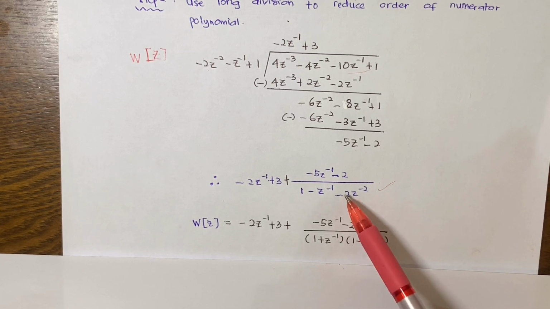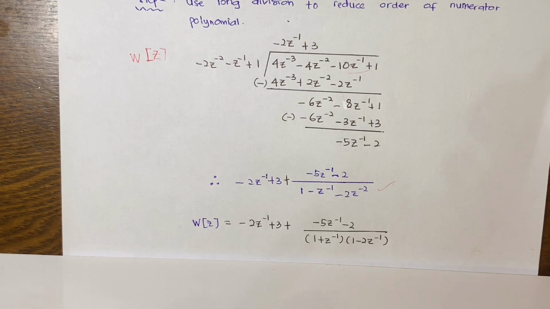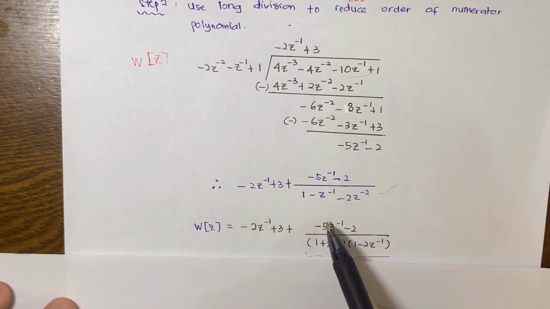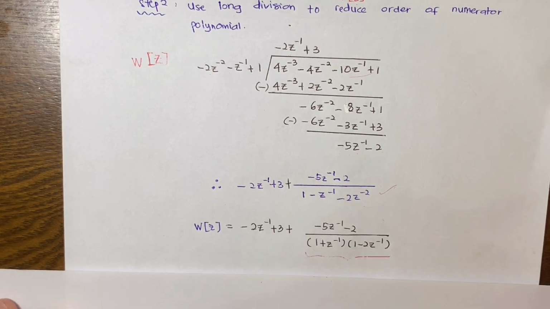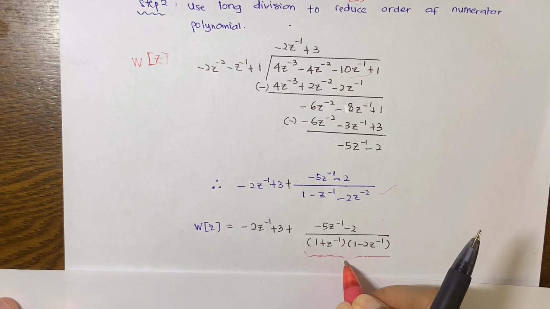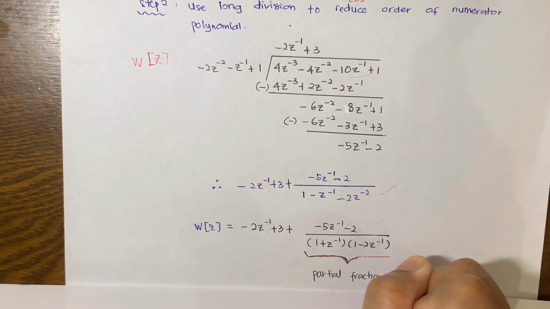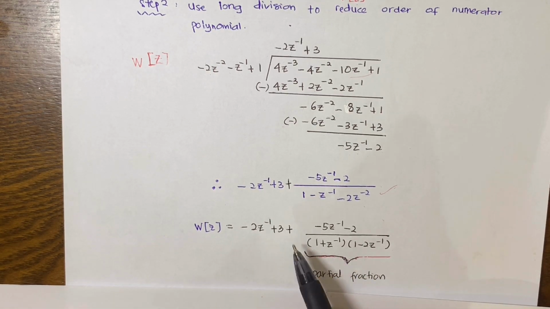You need to factorize the denominator here. We already solved this one. Next, you need to perform the partial fraction method only for this part. We leave these terms here, and at the end, we will add them again to the answer of this partial fraction.